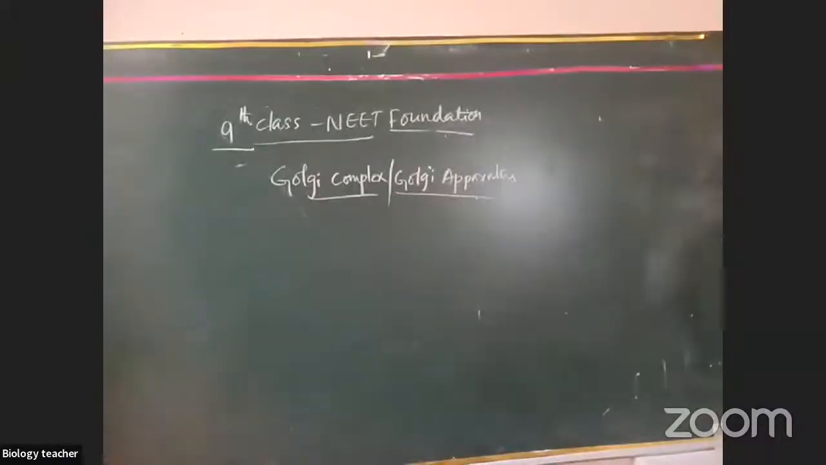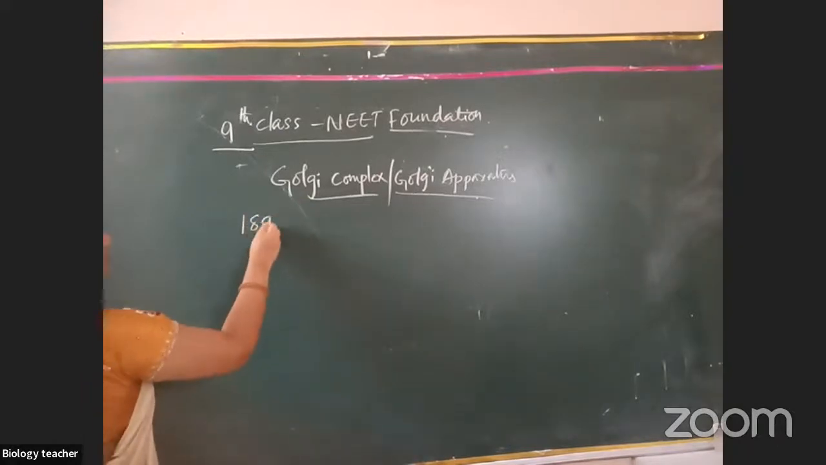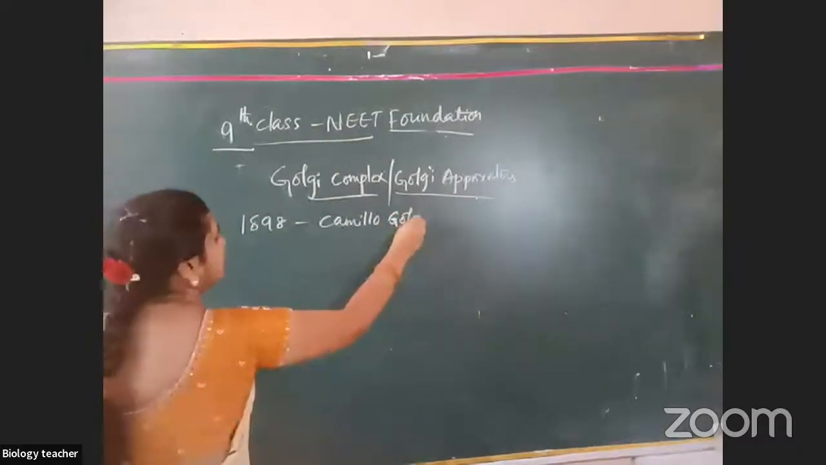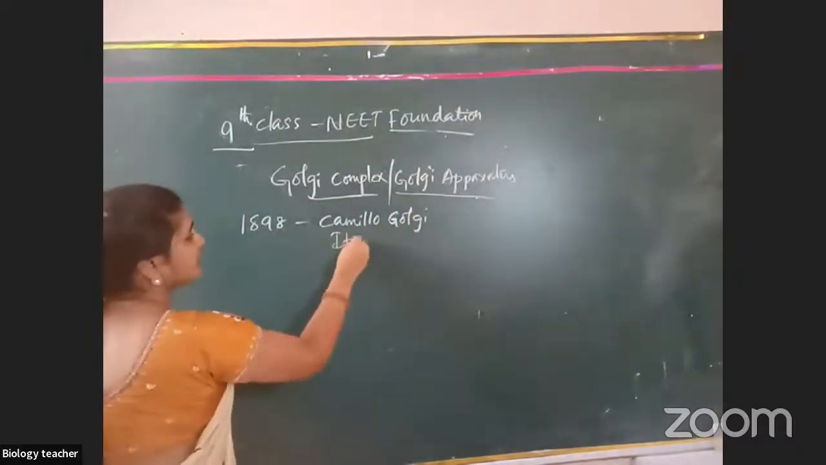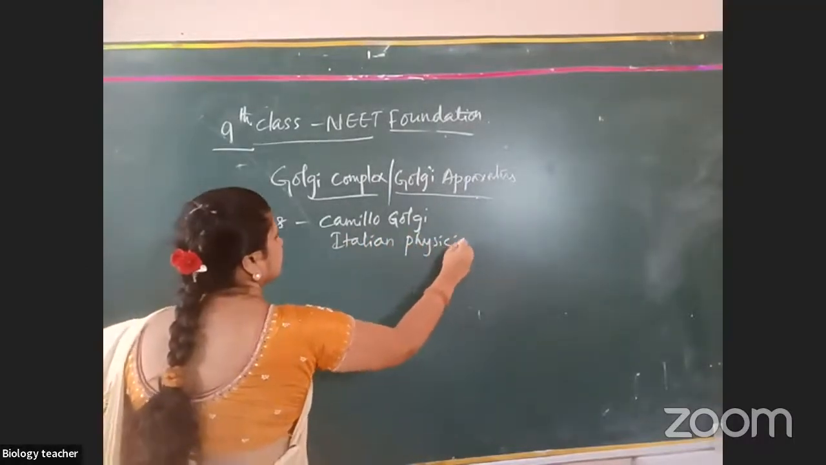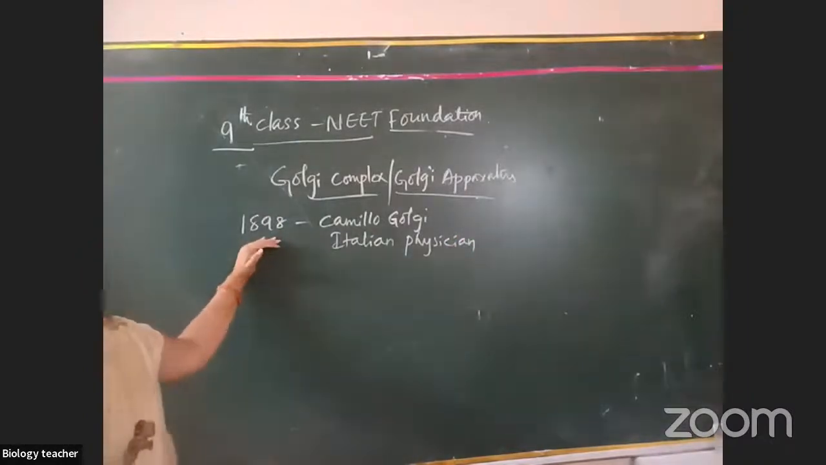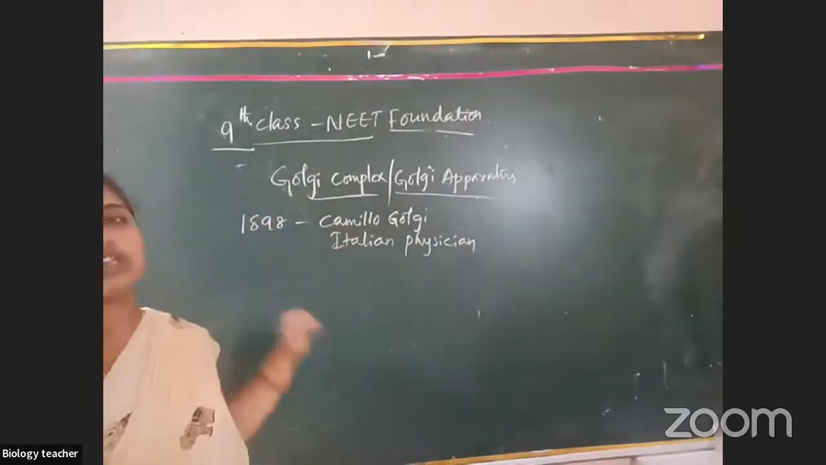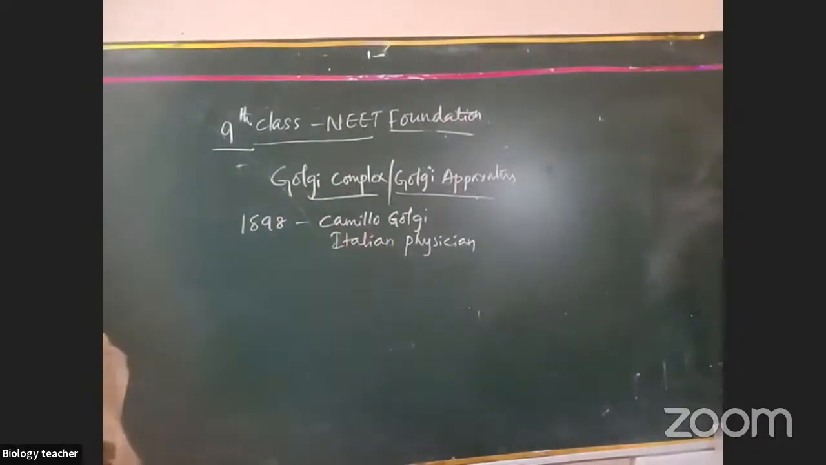So the next cell organelle is the Golgi complex, or Golgi apparatus, or sometimes we call it the Golgi body. Camillo Golgi, an Italian physician, in the year 1898, was the person who discovered the Golgi complex. That is why the name Golgi apparatus, Golgi complex, Golgi body, or Golgi sac.